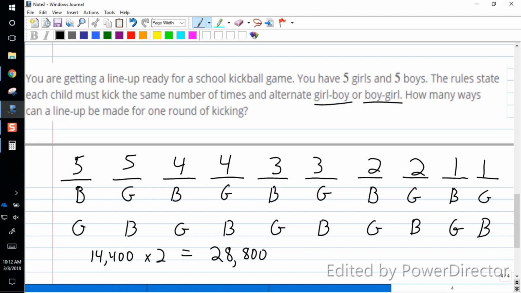Now, that's a little confusing, right? Let me try one other thing up here to see if I can tie this into a permutation.